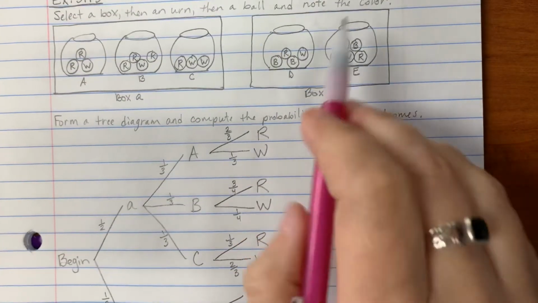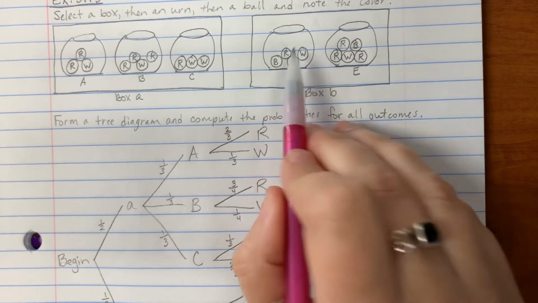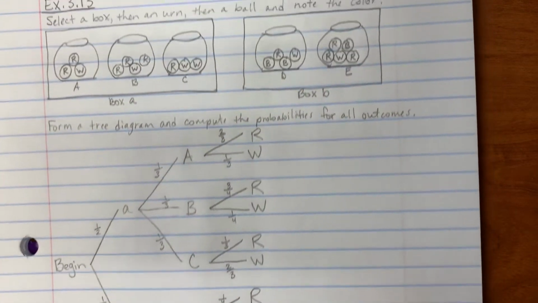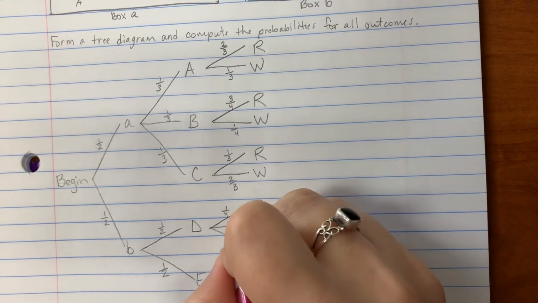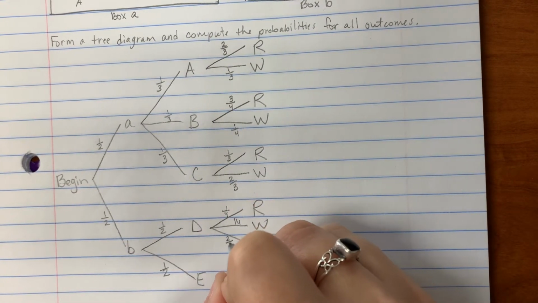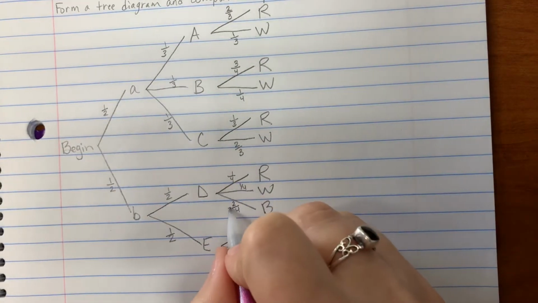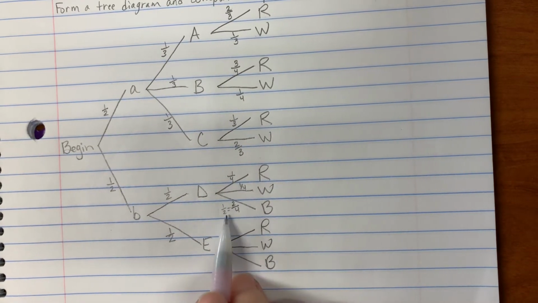Okay, in urn D, I have, let's see, 1 red out of 4. So this one is 1 out of 4. And I also have 1 white out of 4. 1 out of 4. And then my blues, I would have 2 out of 4, which I could just call 1/2, right? So if you wanted, you could change this and say this is really 1/2. That might be easier to calculate later.